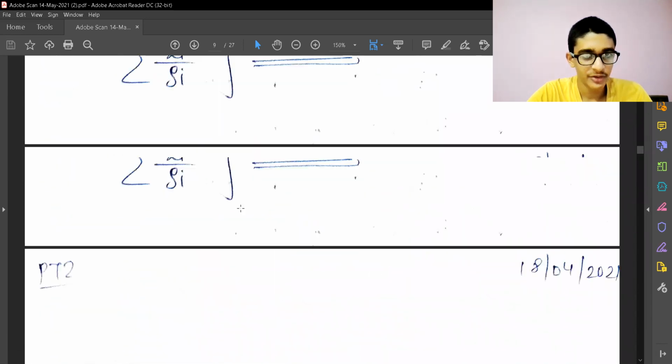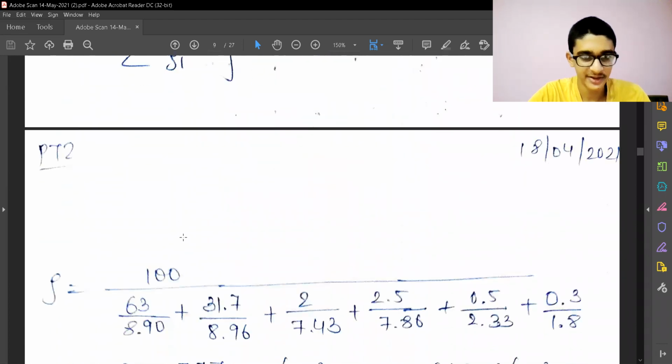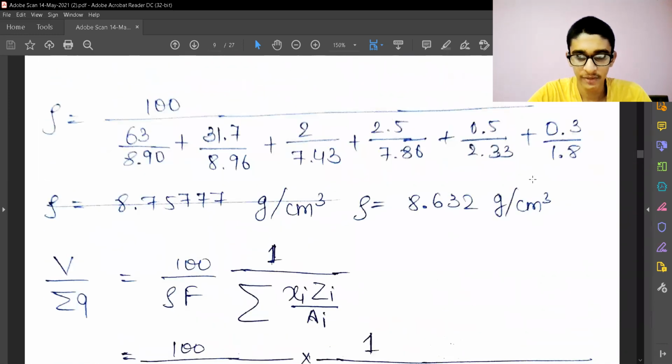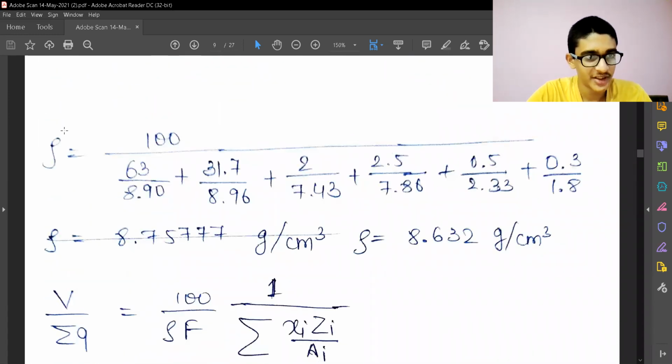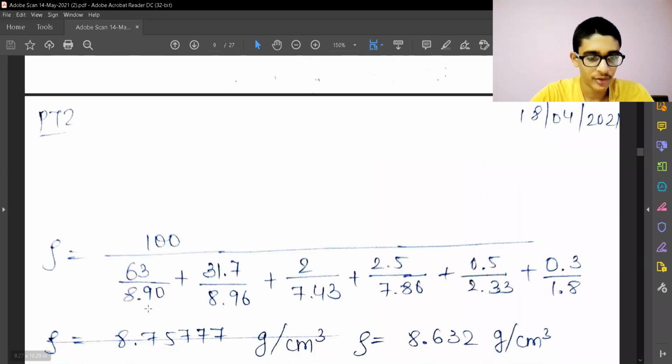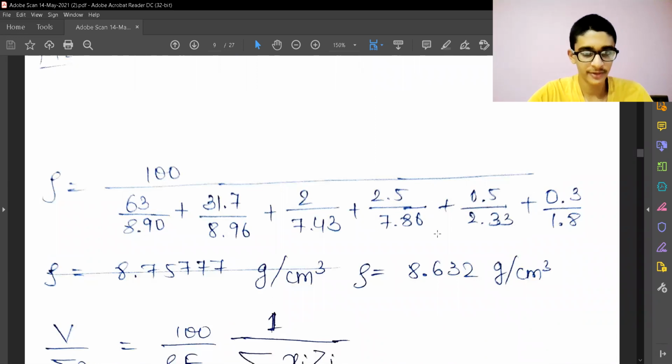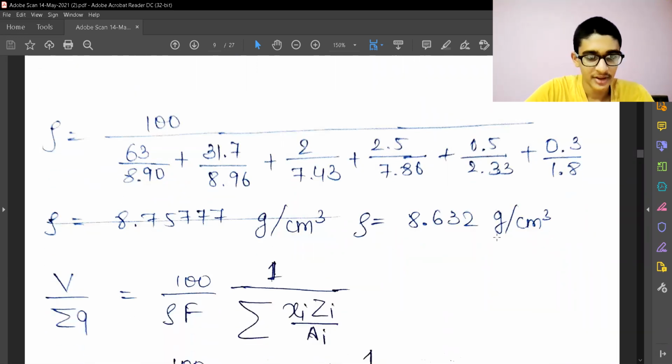So let the values of those mass fractions and densities be given in some table. This is for element A, B, C, D, E, F, and this one relates to carbon. I'll say what to do with carbon later. But the total density will be 100 upon the summation of xi by rho i: x1 by rho 1, x2 by rho 2, x3 by rho 3, x4 by rho 4. So these are the respective values of those elements, and this is the final density which I have.